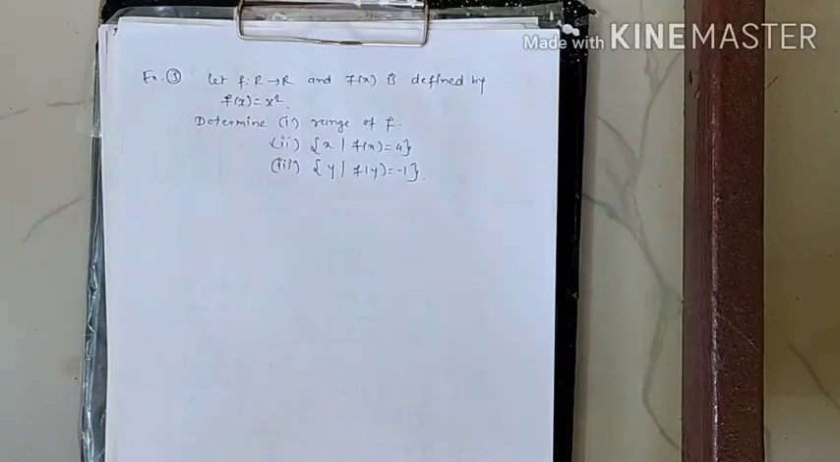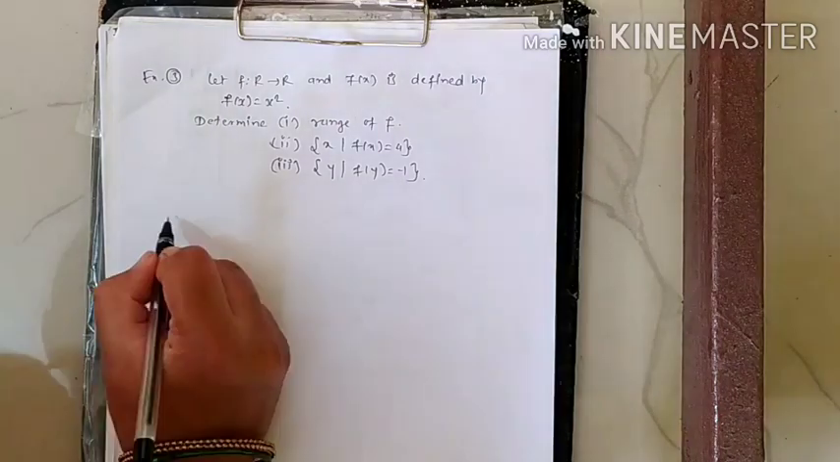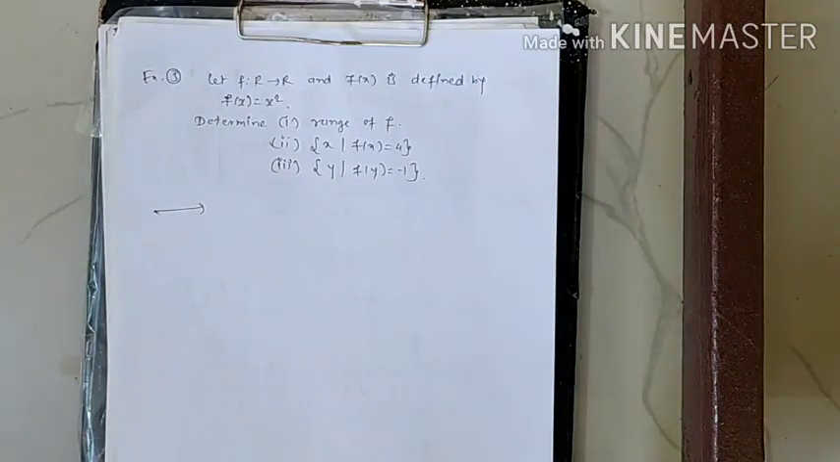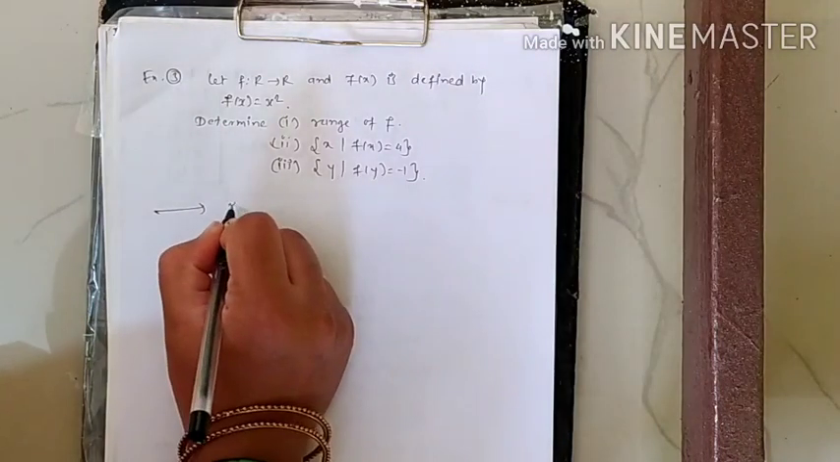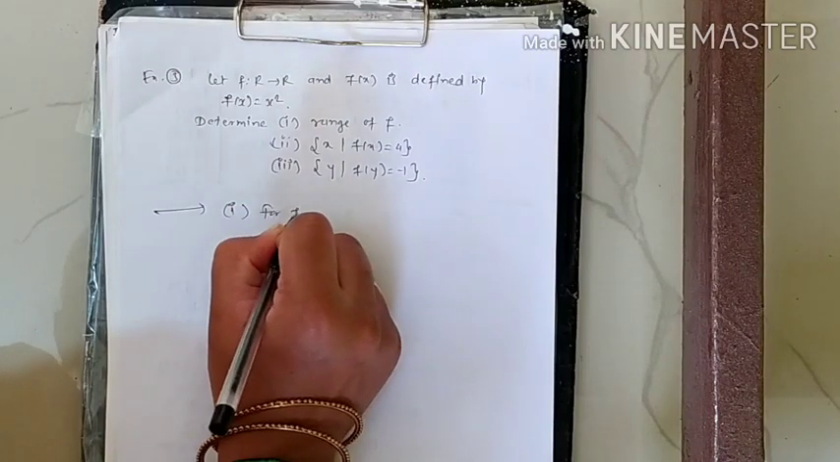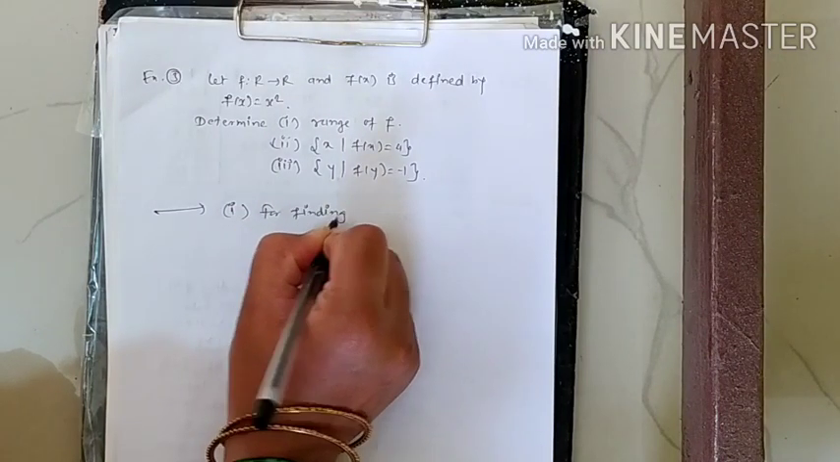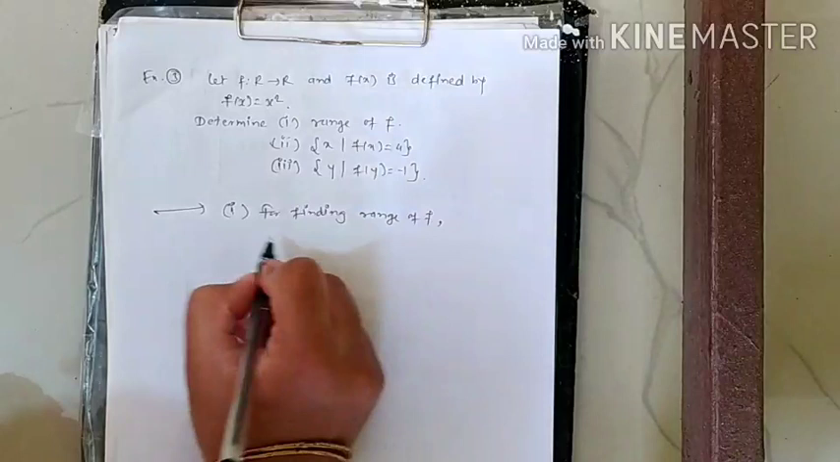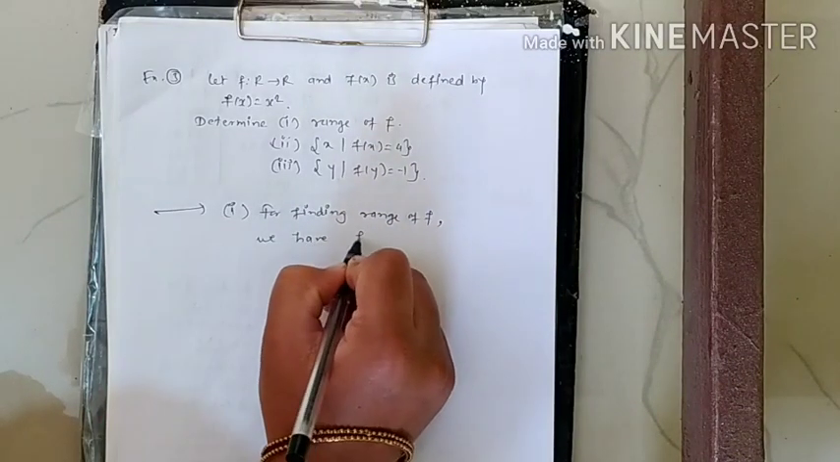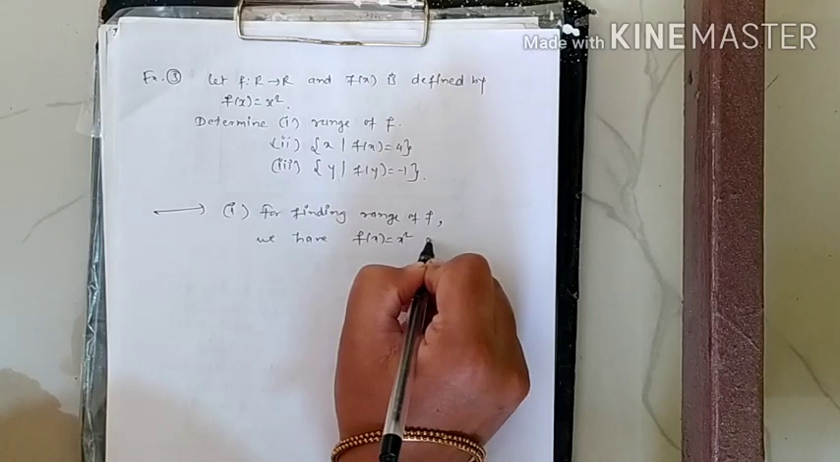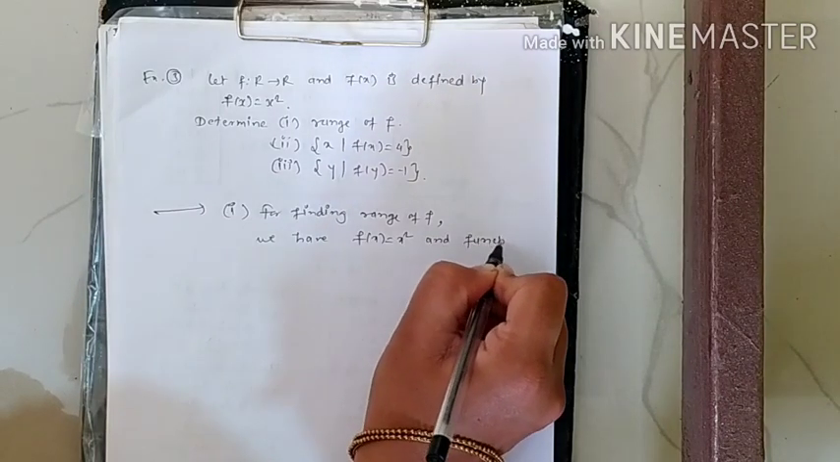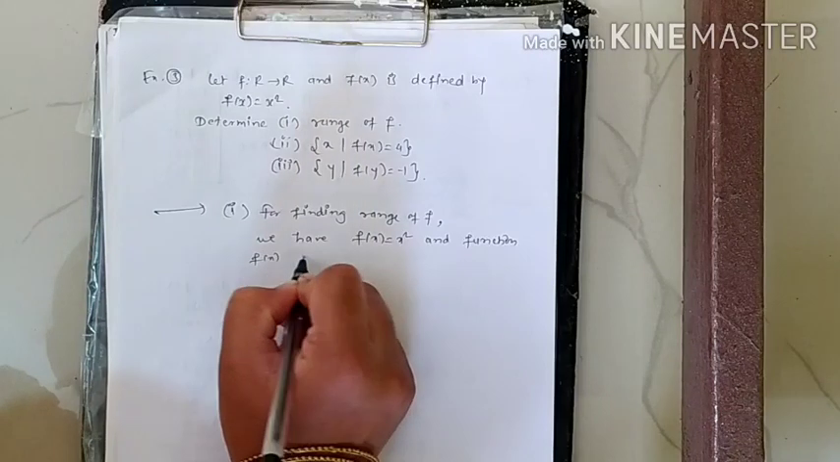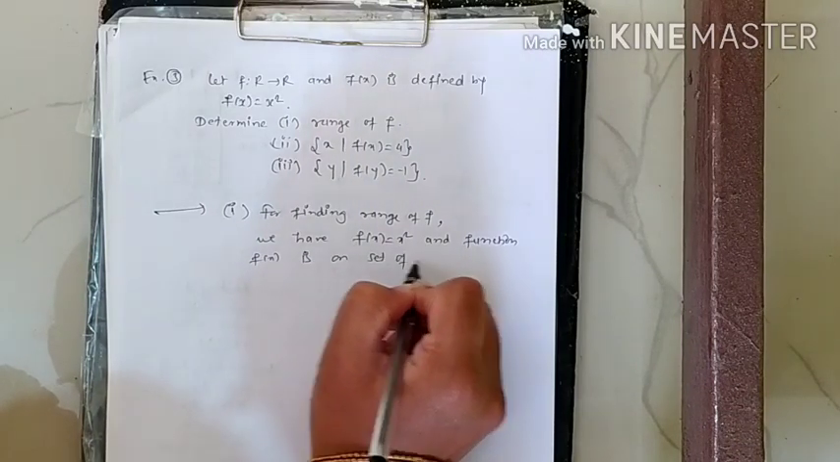Getting? Now here the function is given, f of x equals to x square. So student, here they have not given a specific set, the infinite set of real numbers is given. Now first one, for finding the range of f, we have f of x equals to x square and the function f(x) is on the set of real numbers.